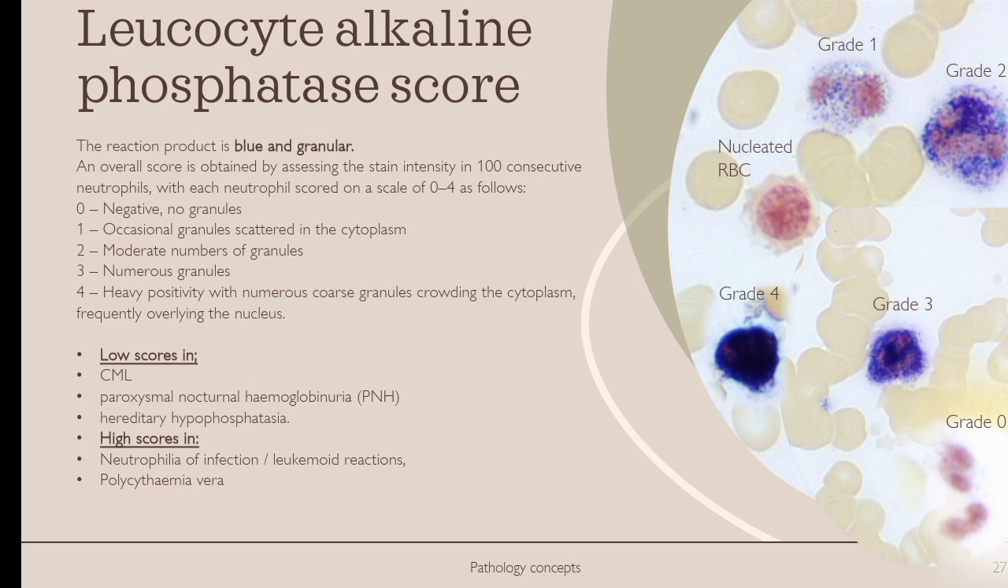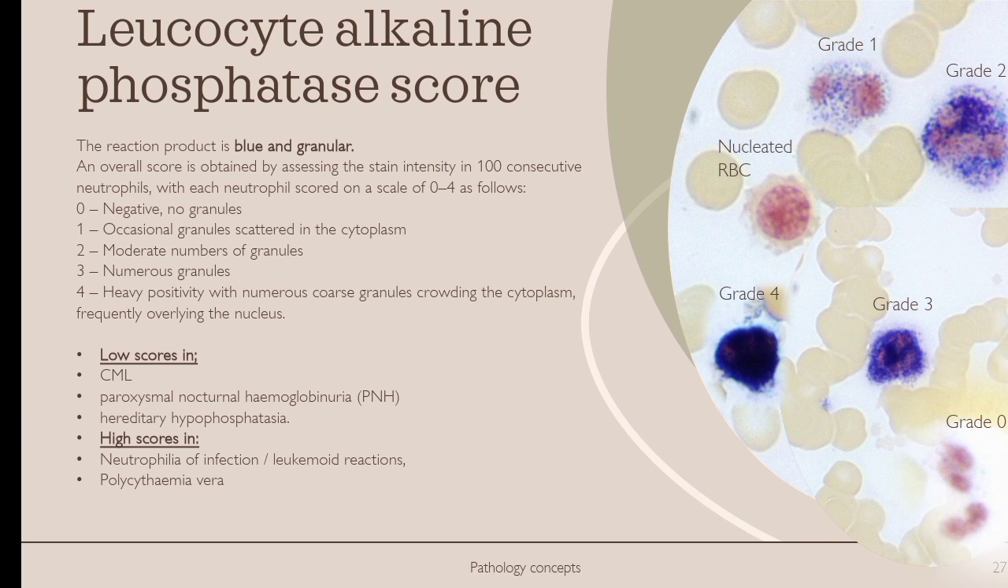The reaction product is blue and granular. The overall score is obtained by assessing the stain intensity in 100 consecutive neutrophils, with each neutrophil scored on a scale of 0 to 4 as follows. 0 is given as negative with no granules. 1: occasional granules scattered in the cytoplasm. 2: moderate number of granules. 3: numerous granules. And 4: heavy positivity with numerous coarse granules crowding the cytoplasm, frequently overlying the nucleus.